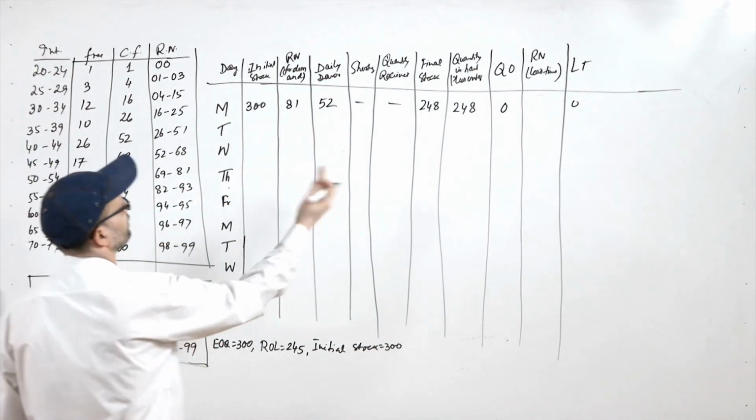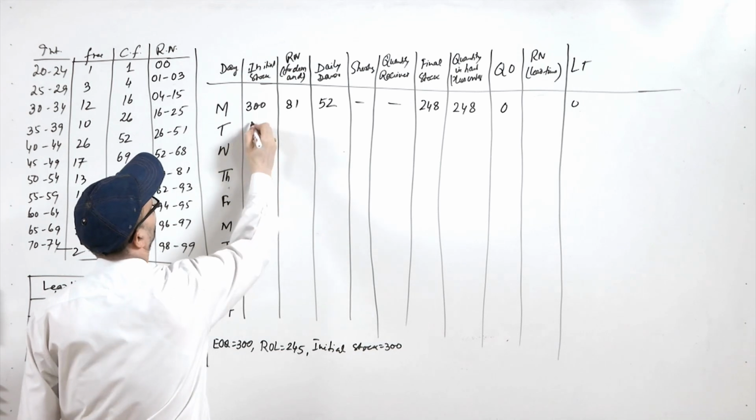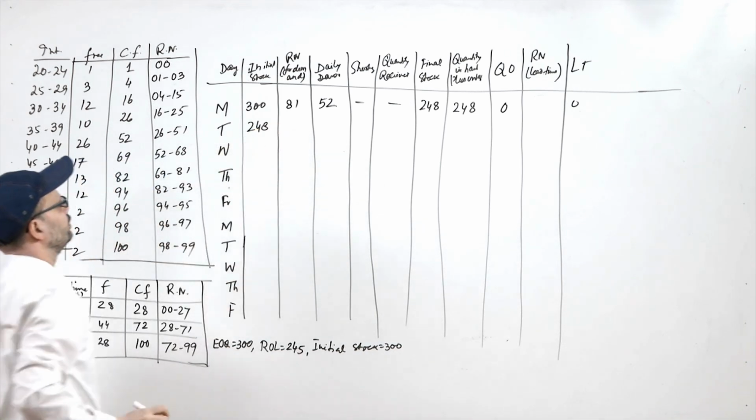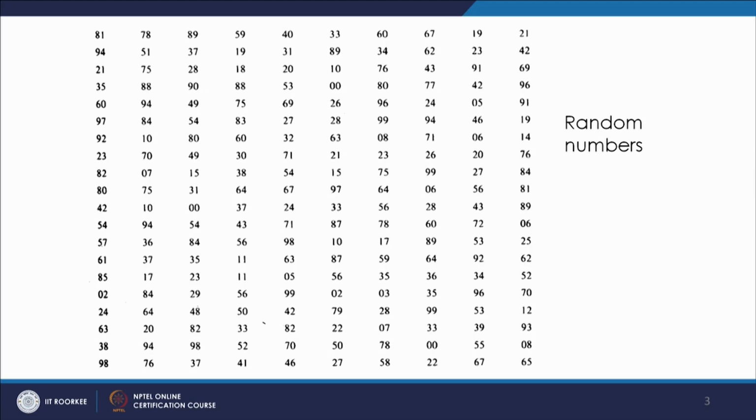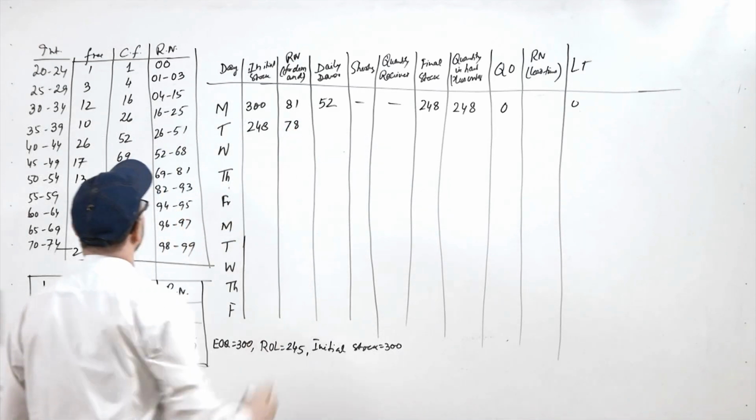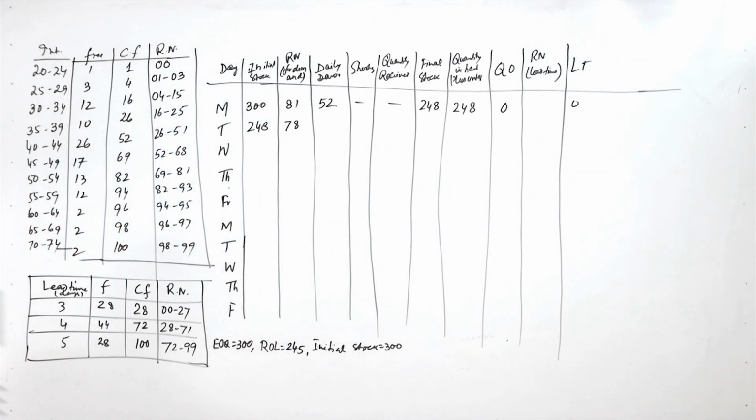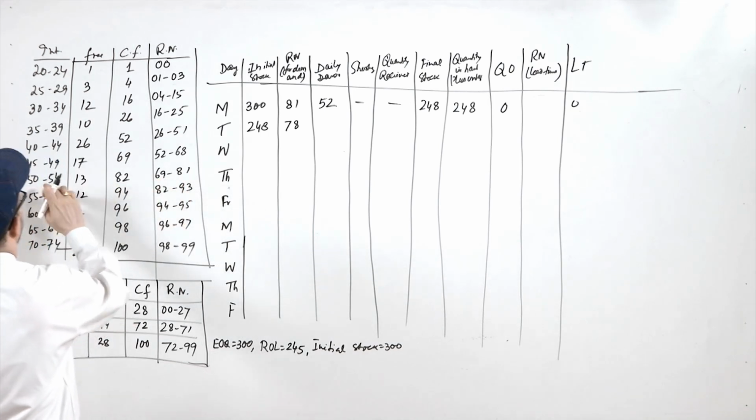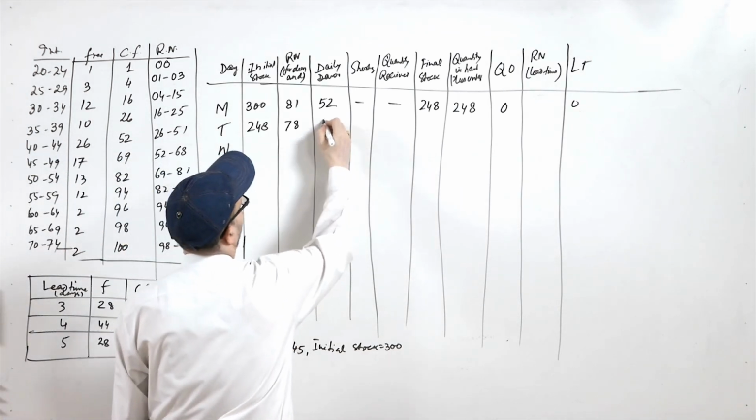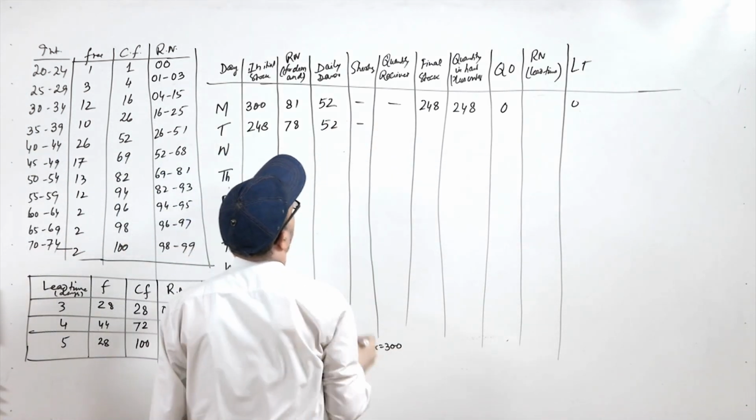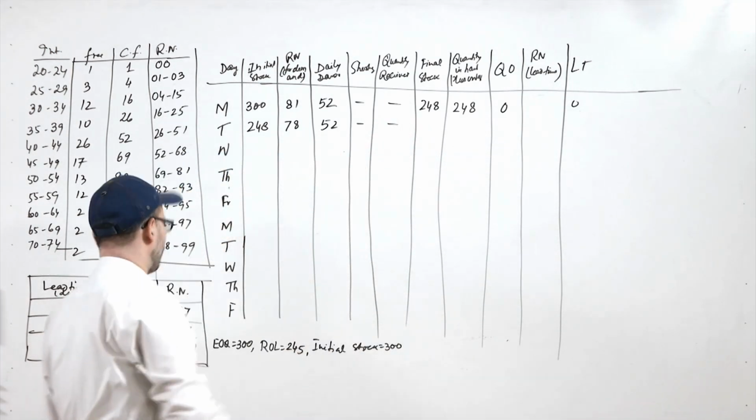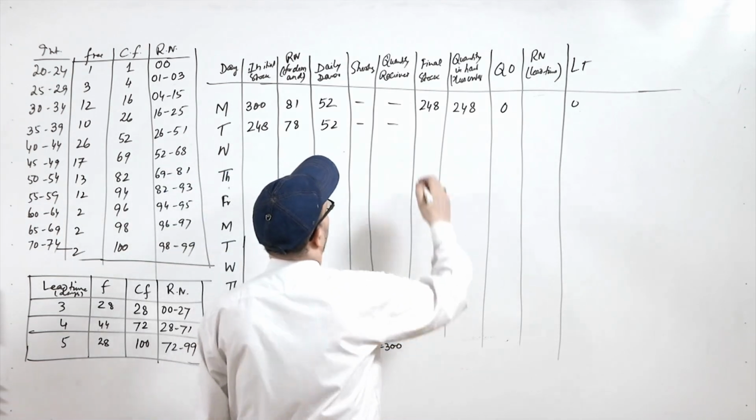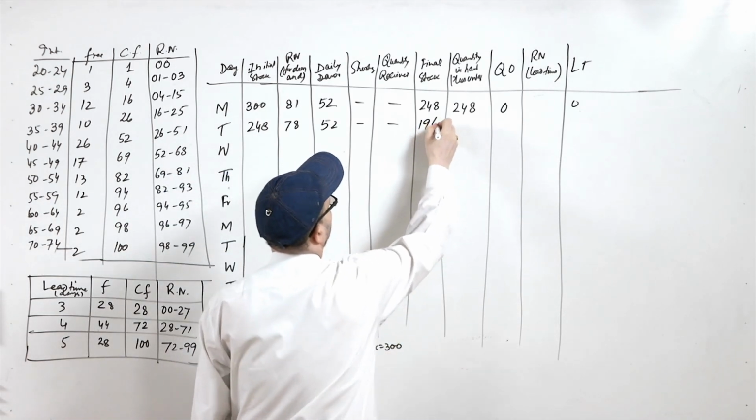So, your initial stock now comes out to be 248. You look at the table again, the next random number is 78. Now, this 78 again comes in which range? It comes into this range only, so there will again be 52 minus. Shortage is not there, nothing received. So, it will be 248 minus 52, which will be 196.